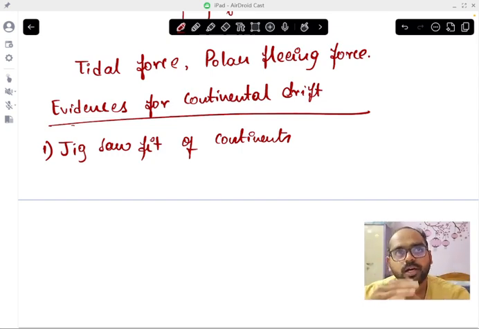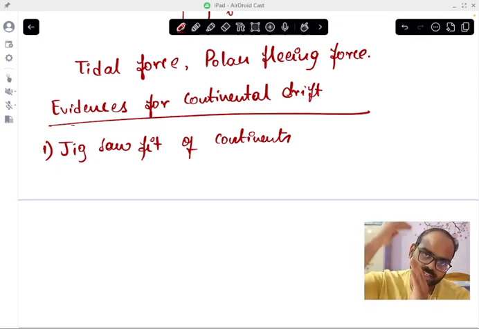Later on, the maps developed by the cartographers vouched for this jigsaw fit theory and said that yes, Alfred Wegener is right. You just locate on the maps the east coast of South America and the west coast of Africa, they will be in a similar way. This proves that, due to jigsaw fit, we can say that these two continental masses were together at a certain point of time.